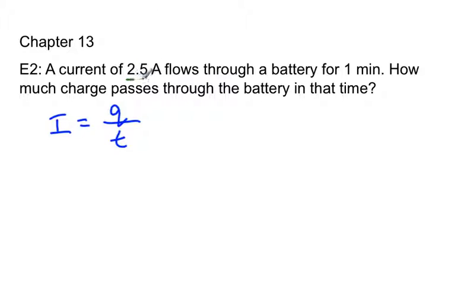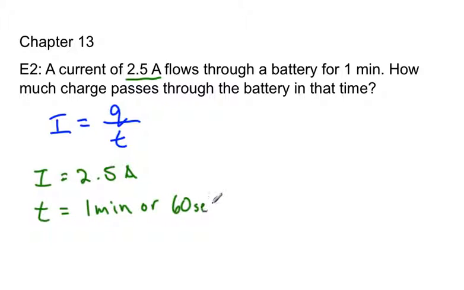We have 2.5 amps, that is current. I'm just writing down the things we know. We know the time is 1 minute or 60 seconds. And that's all we know, but we're looking for how much charge. So we're looking for Q.